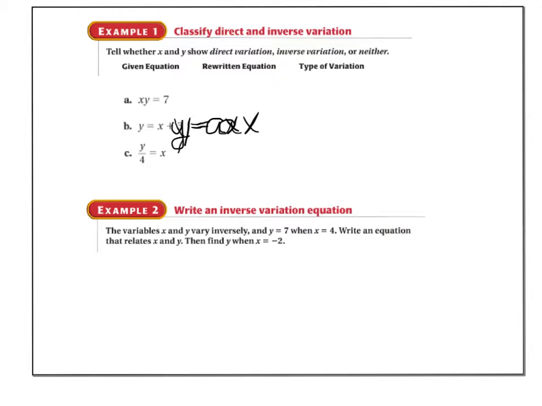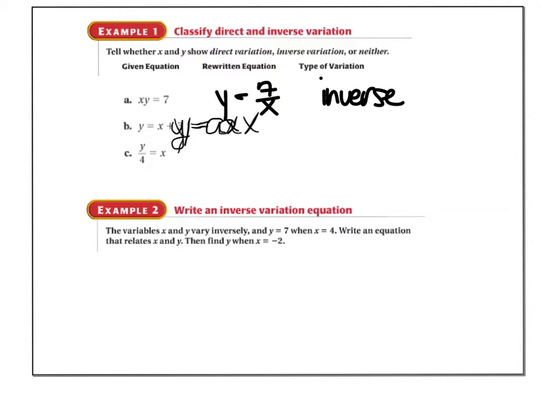Let's look at the first example, A. x times y equals 7. Well, if I rewrote that equation, I could write y equals 7 divided by x. Well, which relationship is that? What happens to y as x gets bigger? As x gets bigger, y is going to get smaller, and that's an inverse relationship.